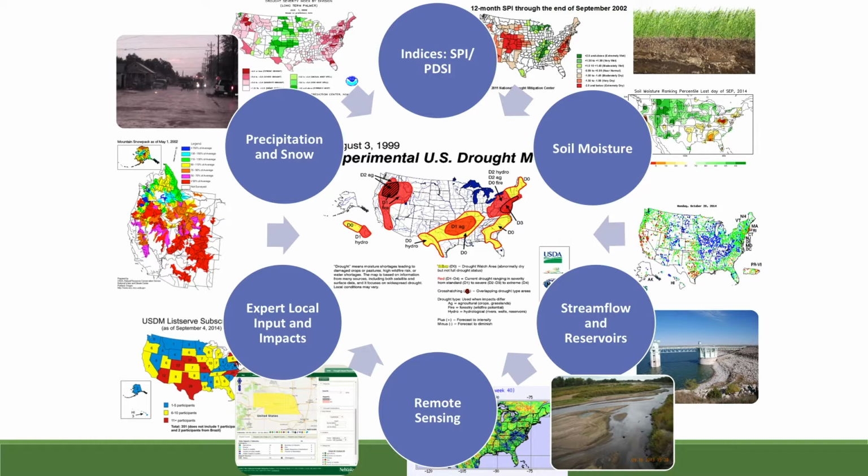Not only do they cover the entire country, but they cover it at a very fine resolution. We can really get down to that ranch or farm scale that many people are asking us to try and get. Expert local input and impacts. Again, we need more of these folks. Started at 25, we're out to about 450. There's opportunities for people to become involved in that process.